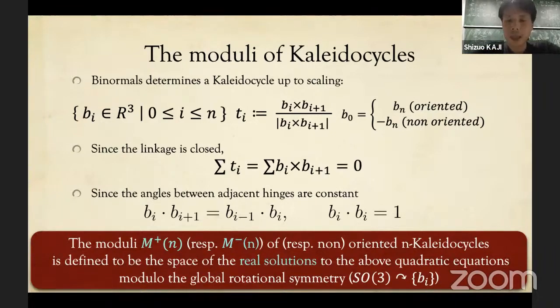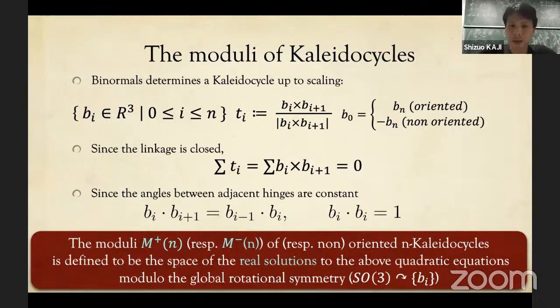Okay, then instead of using coordinates of the vertices of the polygonal curve, we can use binormals as our variables. Then the geometric constraints for the linkage become simpler. First, maybe the third one is easier to think about, the one about the inner product. Two adjacent hinges or binormals should have a constant angle, so that their inner products are constant. And also the lengths of the binormals are normalized to 1. These are quadratic equations.